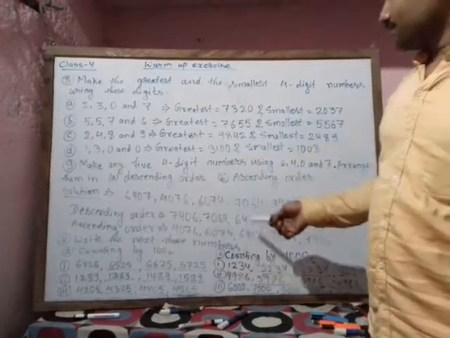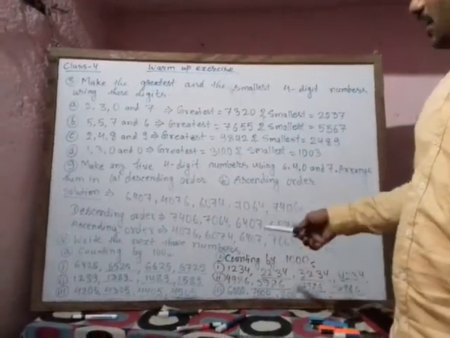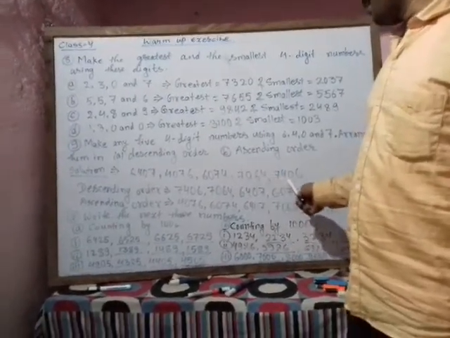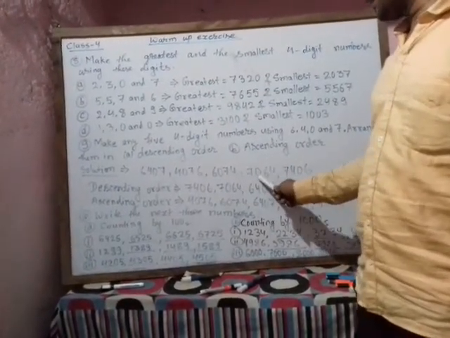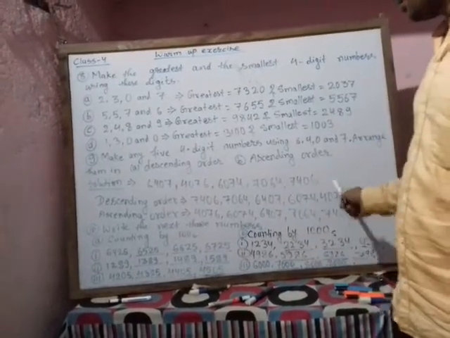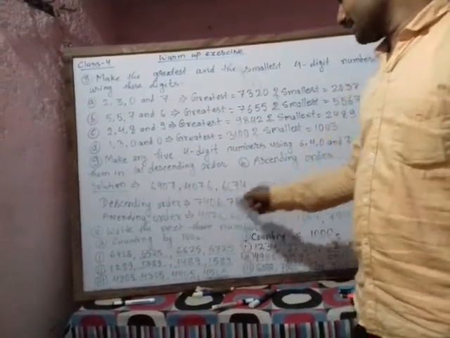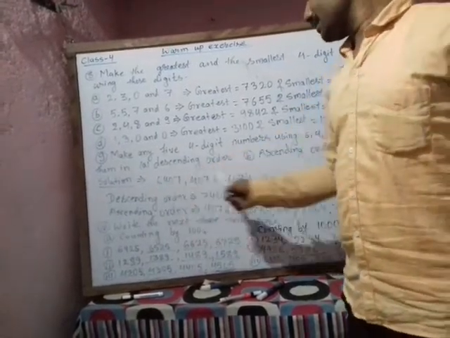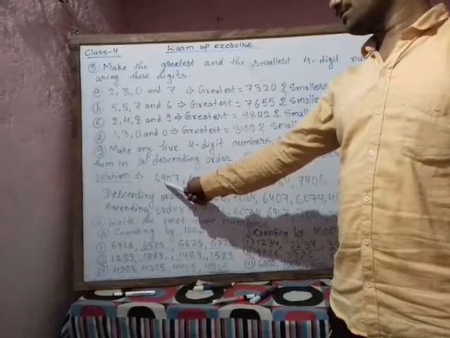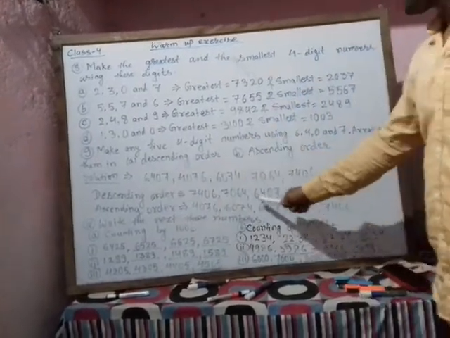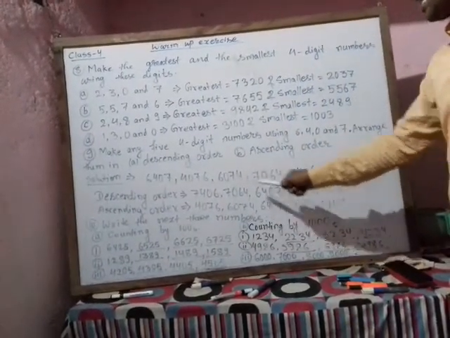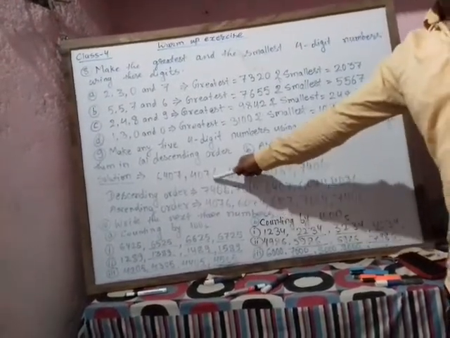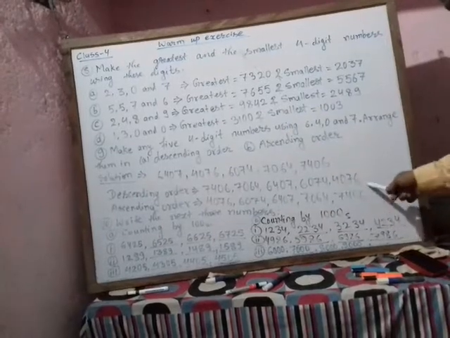Here we look at the greatest place, that is 1000s. In the 1000s place there is 7000 and 7000, but in the 100s place it is 400 here, so this becomes bigger, and there it is 0 in the 100s place, so that becomes smaller. So I wrote 7406 first and then 7064. Then these two are 6000 and 6000, but in the 100s place there is 400, so this is bigger. Then I wrote 6407, and then the smaller one, 6074, and last, the smallest one, 4076.